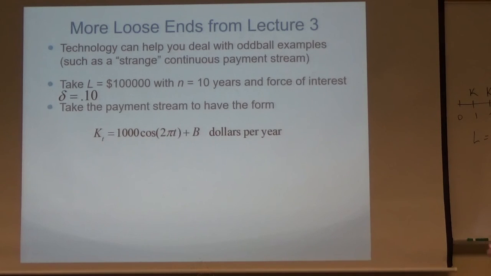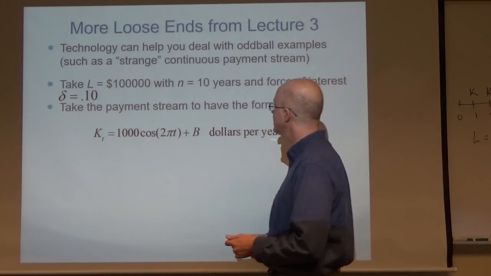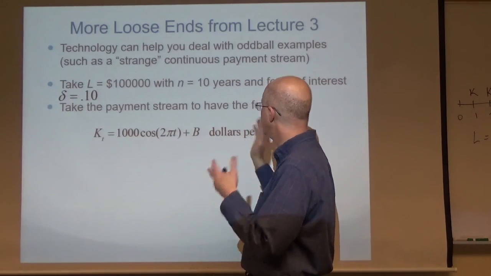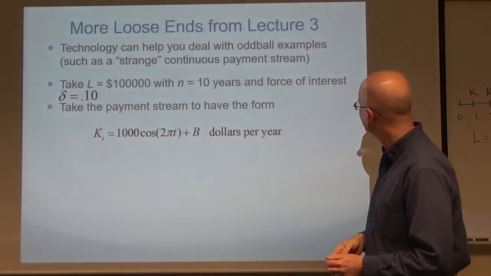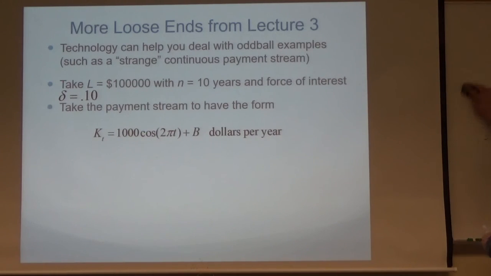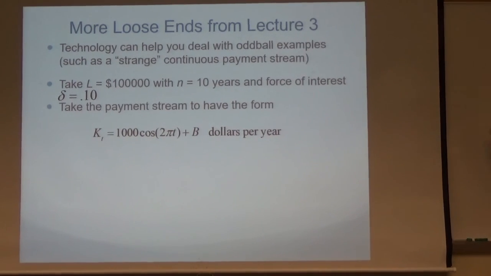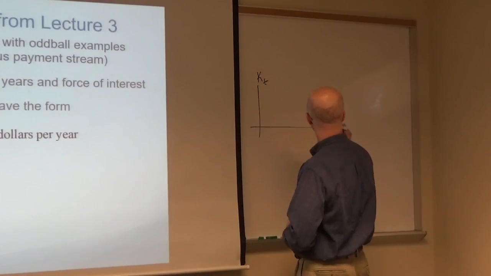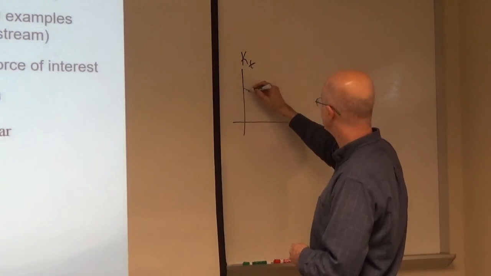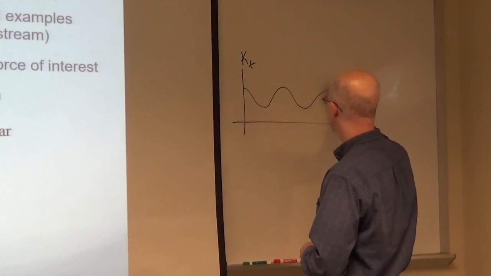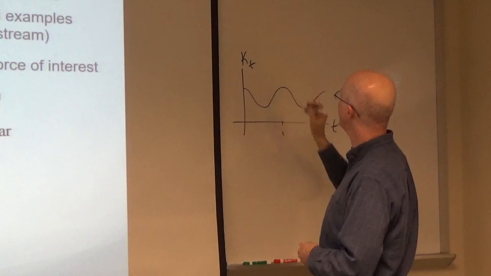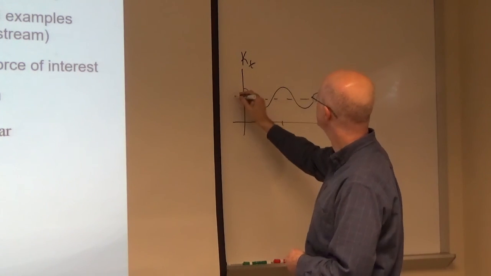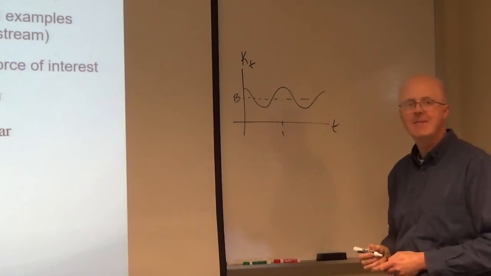What if your payment stream is this kind of function, a trigonometric function, 1,000 cosine of 2 pi t plus some unspecified constant b. The graph of such a function, k sub t as a function of t, would look about like this. The period would be 1 year, so this would be 1 year where you're back to the maximum. And the average value of the function would be at b.